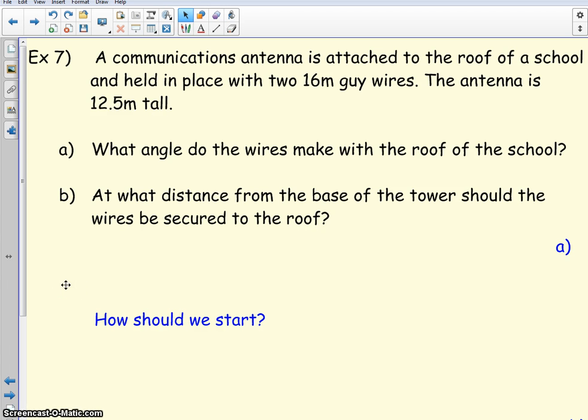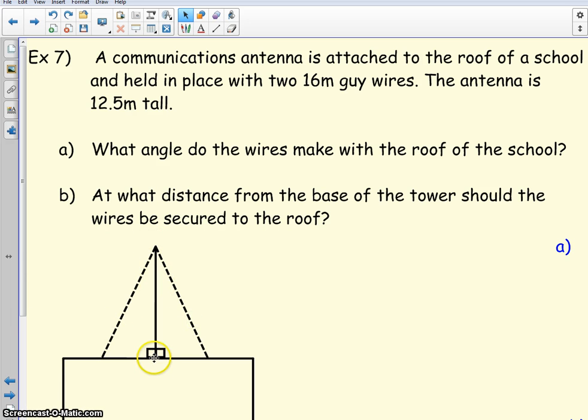Okay, so take a minute to read through this problem. We have an antenna attached to the roof of a school held in place with two guy wires. If you're not sure what a guy wire is, essentially you have an antenna right here, and these are two wires that are being used. They're tied from the top of the roof to the top of the antenna, and sort of anchoring that antenna in. So these would be our two guy wires here on each side, each of them being 16 meters.